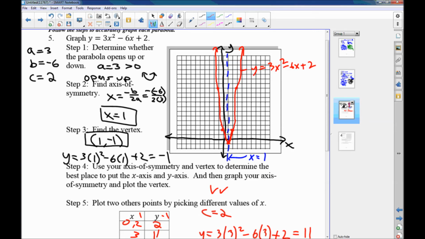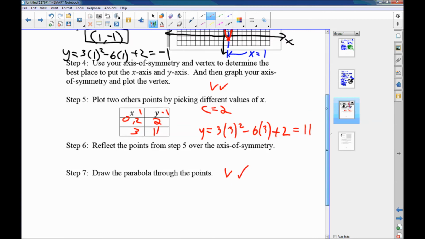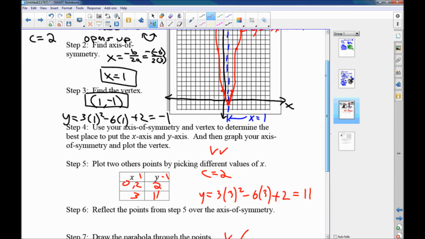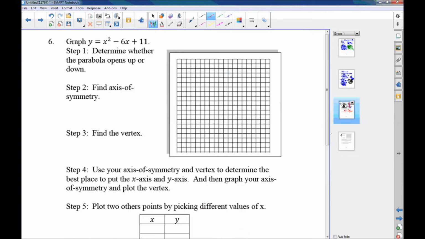Okay, I plotted 2 points on each side of the axis of symmetry plus the vertex in the middle. Now, if you have more points that could fit, obviously you would do as many as you could make fit. All right, but 2 is our minimum. All right, so draw the parabola through the points, which I did, although you could probably do a bit better with your curve on the right side than I did. All right. Okay, let's flip it over and try one more of these. Number 6 here, we want to graph y equals x squared minus 6x plus 11.